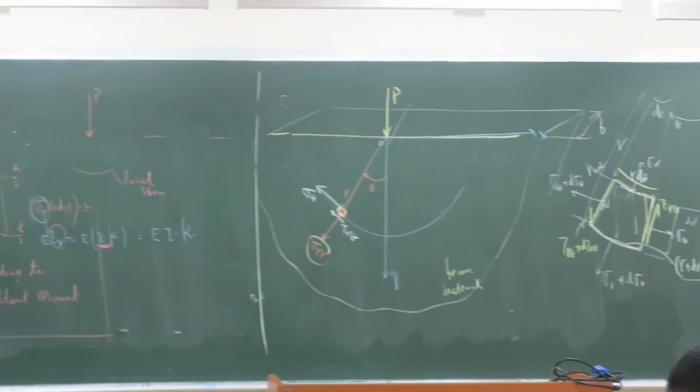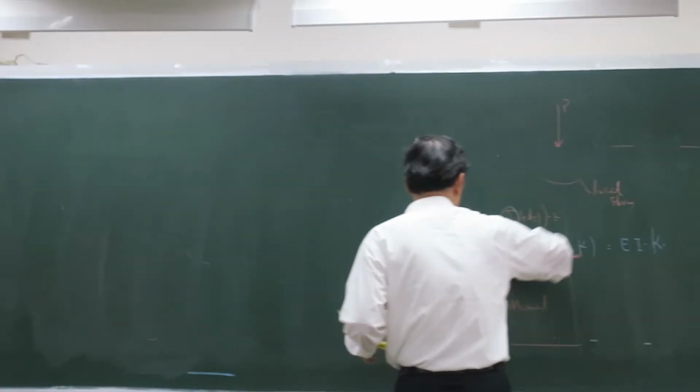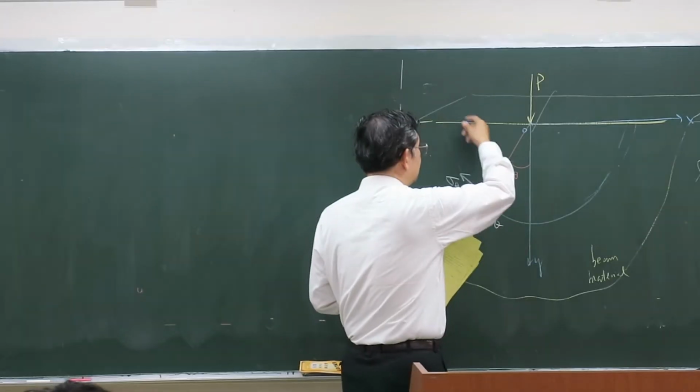Point A. This is point A. So that means if I take this diagram, this is P. And at some theta angle, I have a sigma R reaction.